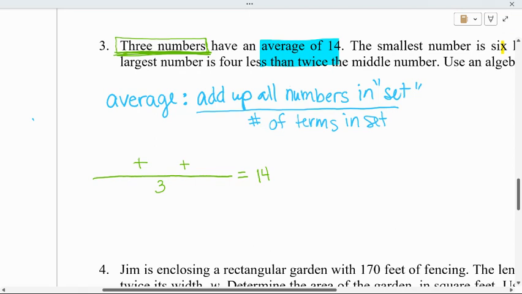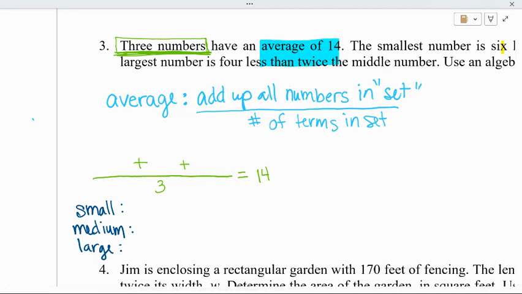Now, because this is math 1, it's not going to just say, hey, your numbers are such and such. It's going to make you think about what the numbers are. So I think our numbers are written in terms of a small, a medium, and a large. So who wants to read to me that first sentence after the number 14, where it says the smallest number? Who wants to read that?